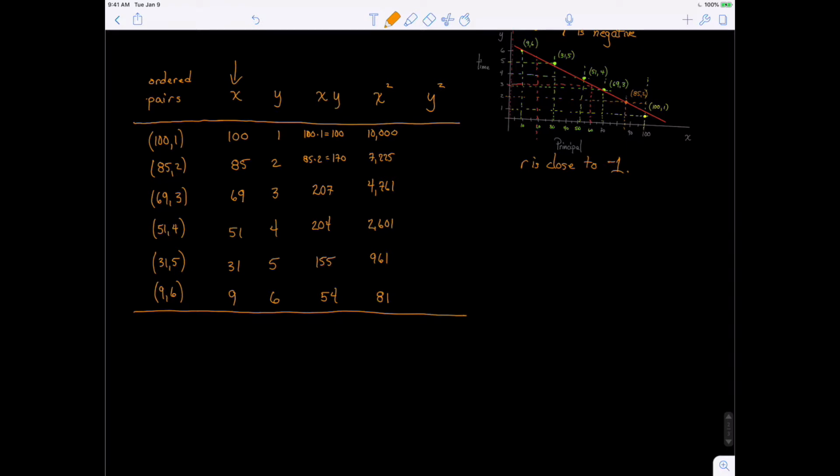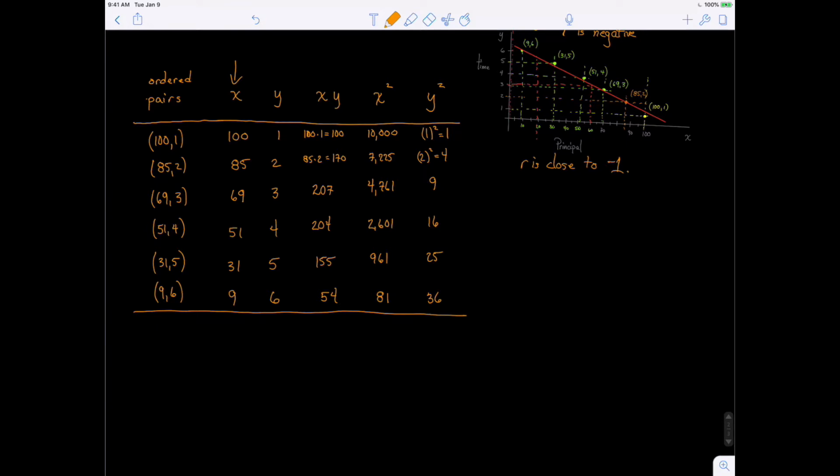So now we take the y's and square them. For the first one, we take the 1 and we square it to get 1. The second one, we take the 2 and we square that to get a 4. Then we take the 3 and we square it for a 9. The 4 we square for 16. The 5 we square for 25. The 6 we square for 36.